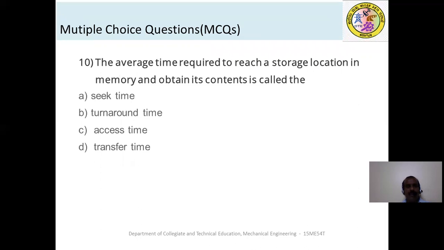The average time required to reach storage location in memory and obtain its contents is called seek time, turnaround time, access time, transfer time. The answer is C, that is the access time.